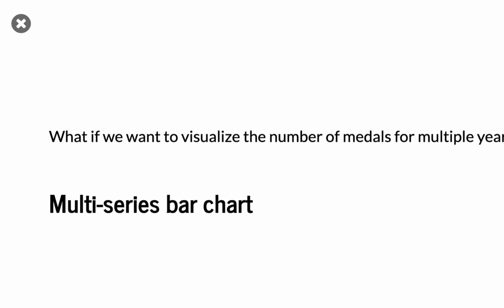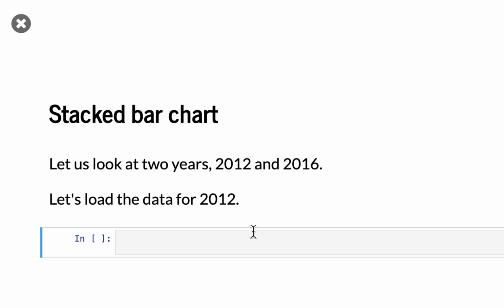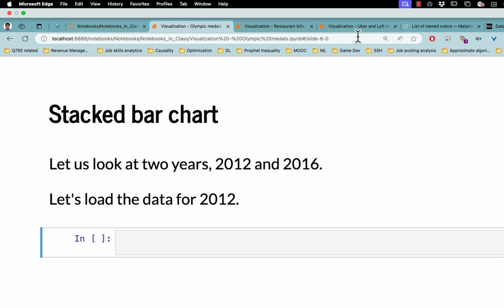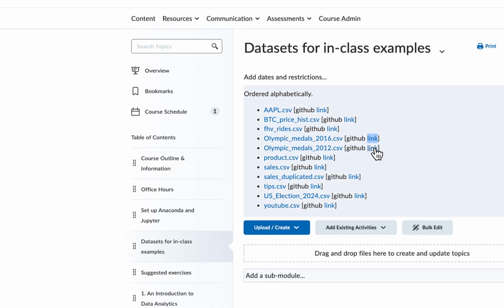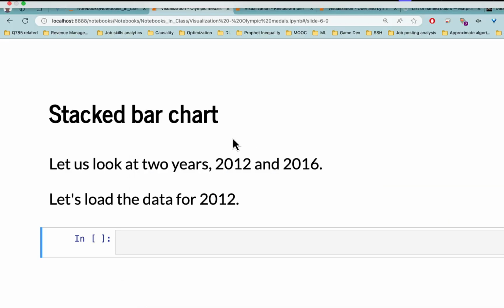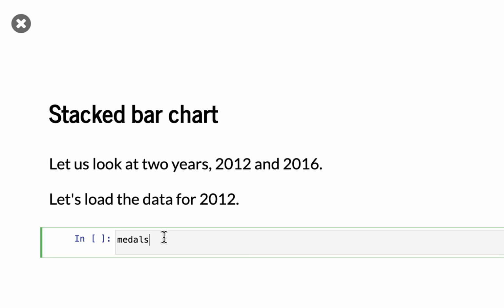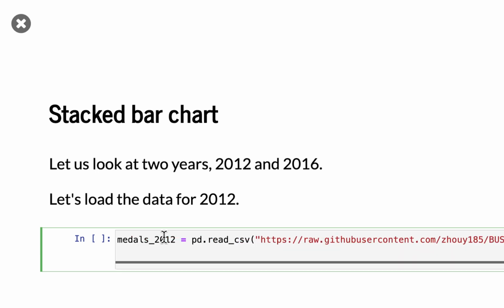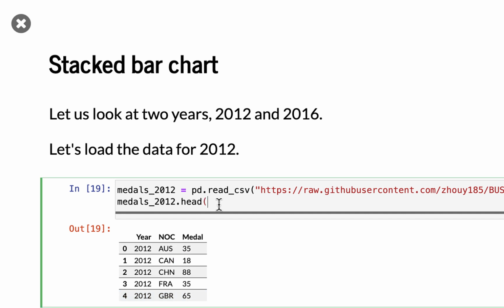So let's load the data set for 2012. And then again, Avenue to Learn, GitHub link for the 2012 data set. Nothing too different, but medals_2012, a new data frame, equal to pd.read_csv, and then the link. And we can look at medals_2012.head. Maybe not, because there's only 10 lines, just to show the whole thing, right?